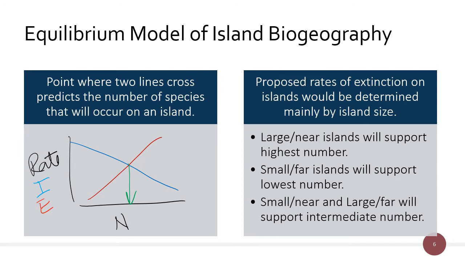So we do know that larger islands support more species, but we also know that islands that are closer to sources of immigrants will support more species as well. So how do those two things interact with each other?